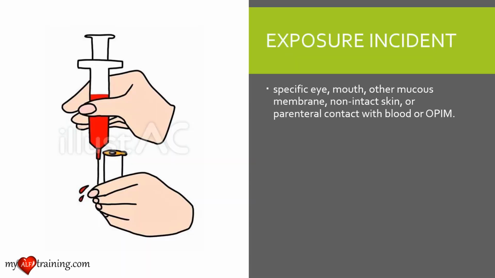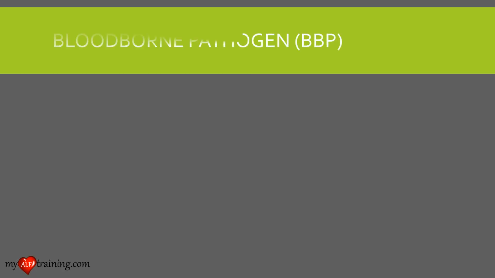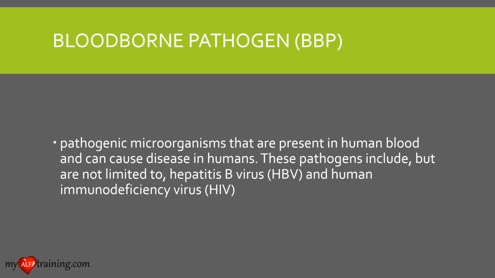Exposure incident. This is specific eye, mouth, or other mucous membrane, non-intact skin, or parenteral contact with blood or OPIM. Bloodborne pathogen or BBP. This is pathogenic microorganisms that are present in human blood and can cause disease in humans. These pathogens can include, but certainly are not limited to, hepatitis B or HBV and human immunodeficiency virus or HIV.